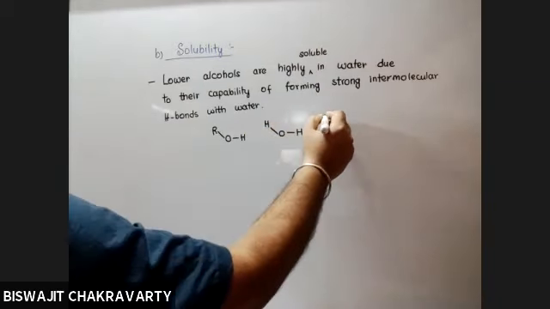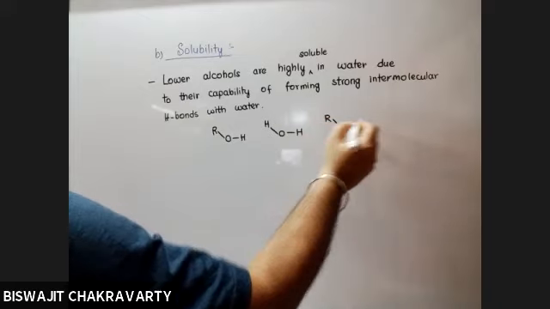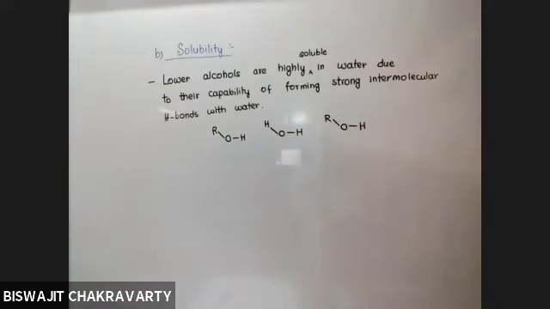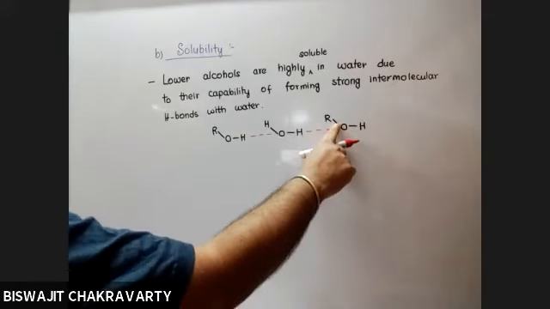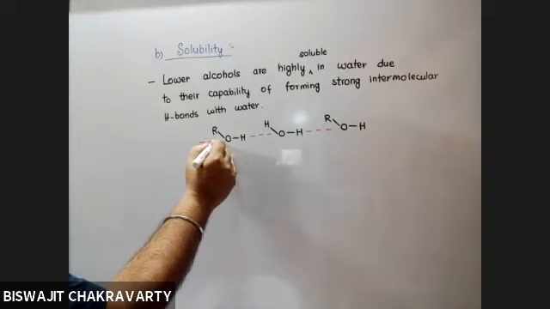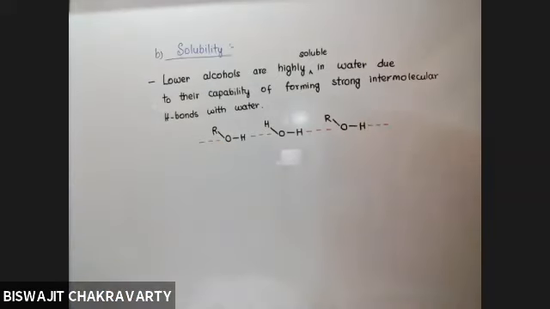So if you have alternately alcohol and water molecules, previously when alcohol was in pure state, you had alcohol H bonding or water H bonding. But when they are mixed together, you will have alcohol-water H bonding, which is stronger than both alcohol-alcohol and water-water H bonding. As a result, they get mixed up very well with each other. And therefore, we say that lower alcohols are highly soluble in water.